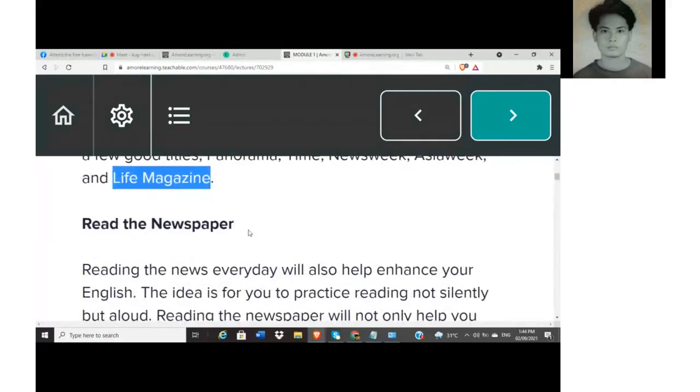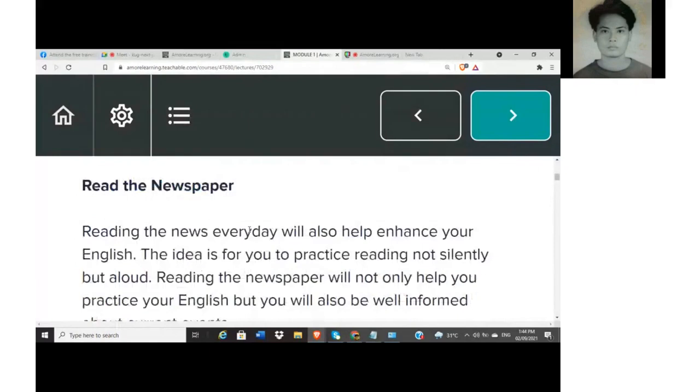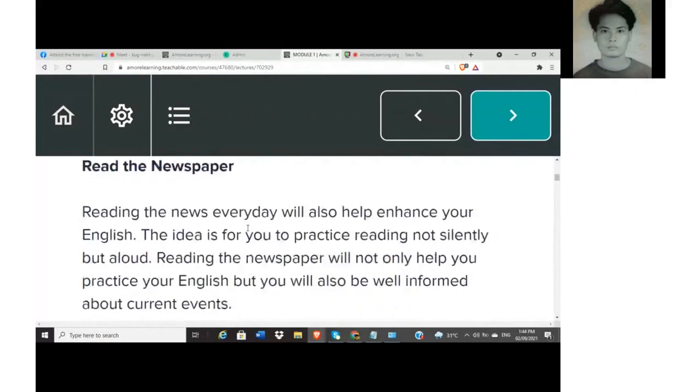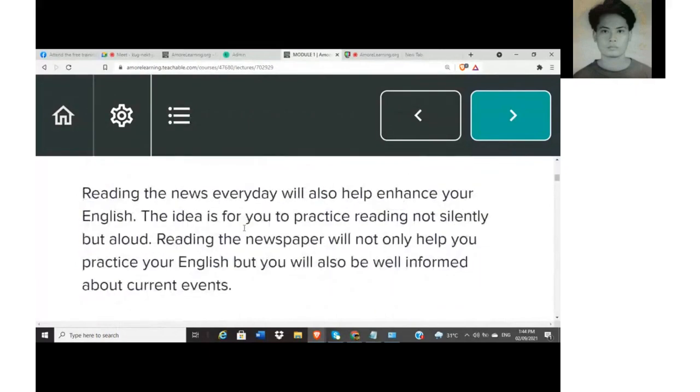Read newspapers. A lot of newspapers now are online, so you could read them as well. Reading newspapers daily or every day will also help enhance your English. The idea is for you to practice reading, not silently but aloud. So this module is telling you to read aloud, just like what I'm doing right now. But I'm actually incorporating what I know and what I've learned through the years. So you could do it on your own. You could read on your own.